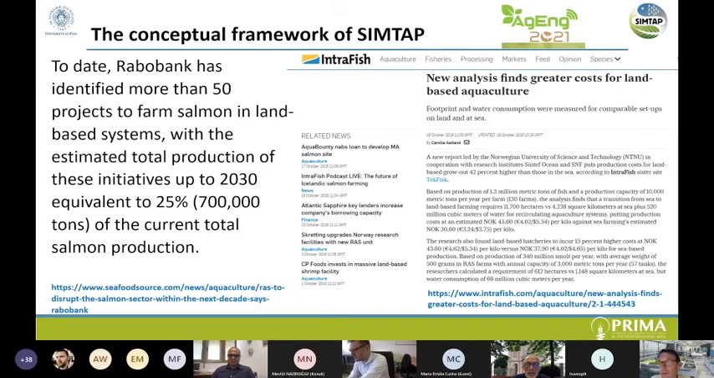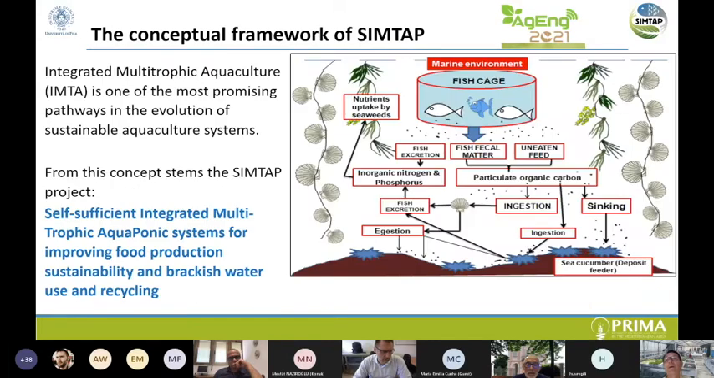Based on this study by Intrafish, you can see the cost can be more than 40% higher than sea cage aquafarming. But what about the future? A step forward, a very promising system, are the integrated multi-trophic aquaculture systems.